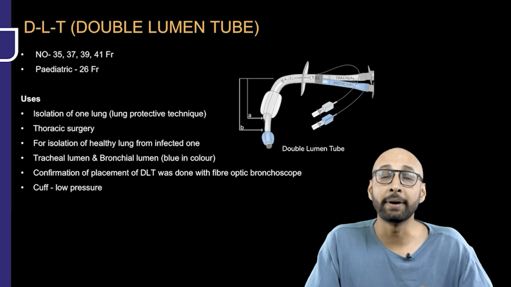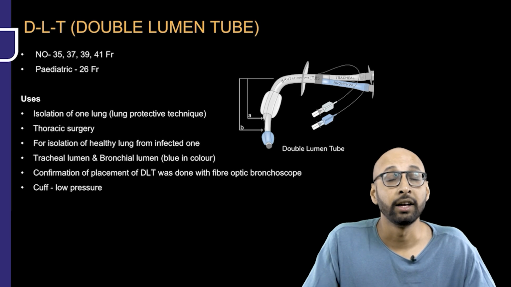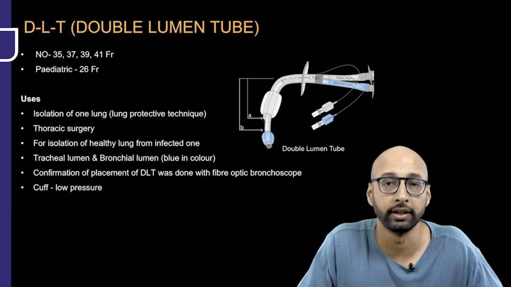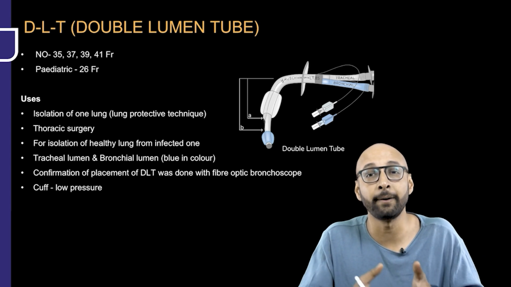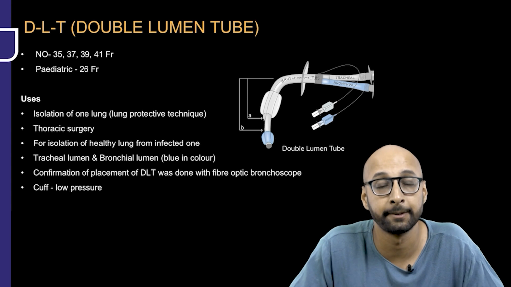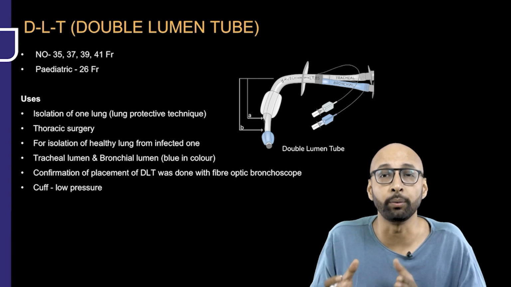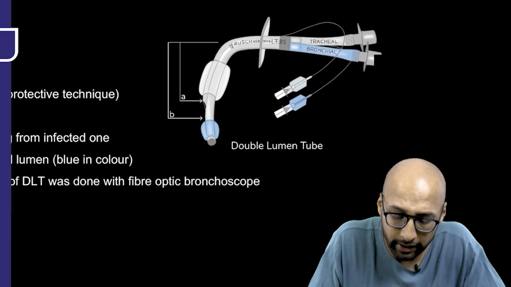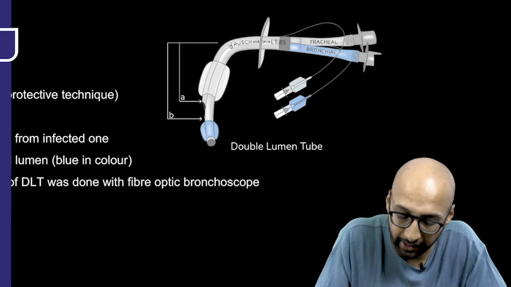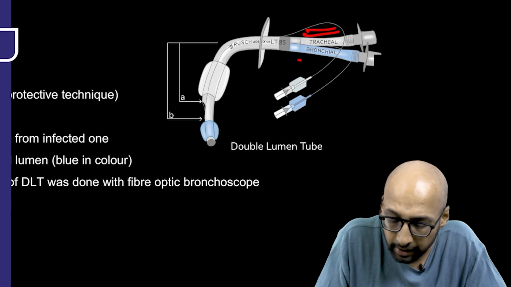Now guys, double lumen tubes are very critical to use, right? It's very difficult to use these tubes. These tubes have a different place in different kinds of surgeries, right? As the name suggests, double lumen tubes have two lumens. One is the tracheal lumen and the other one is the bronchial.